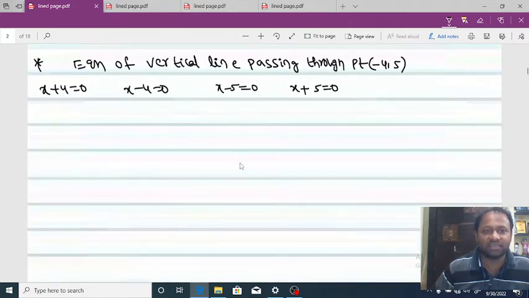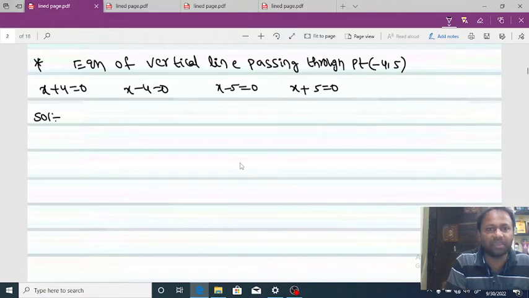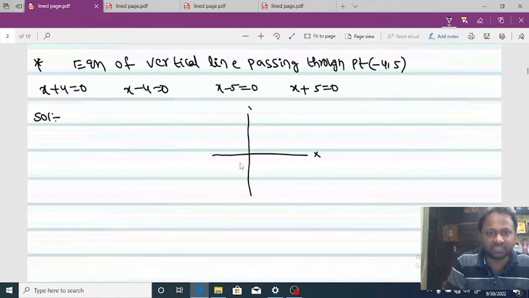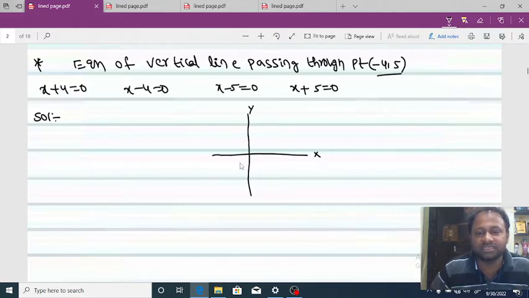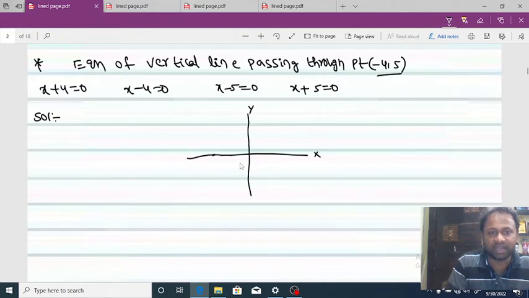I think it is also an easy one. So let us see how to solve the problem. I will take the x-axis as well as the y-axis. This is the x-axis and this is the y-axis. This point lies in the second quadrant. Second quadrant means minus 4 comma 5.